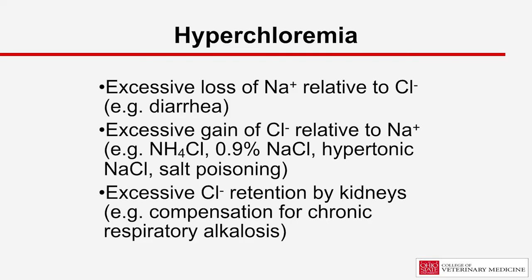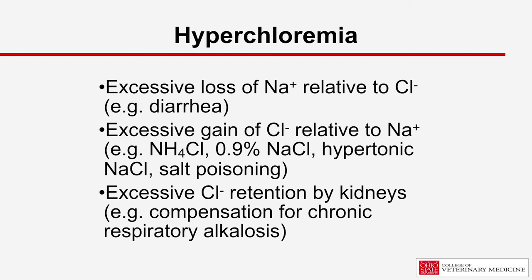So what causes hyperchloremia? Well, small bowel diarrhea is a good example, because you have an excessive loss of sodium relative to chloride, because in that diarrhea fluid, the sodium is balanced not just by chloride, but often by a lot of bicarbonate. So you can get hyperchloremia. In fact, typically the acidosis of small bowel diarrhea is a hyperchloremic metabolic acidosis, because you're losing a lot of bicarbonate in the diarrhea fluid relative to chloride.